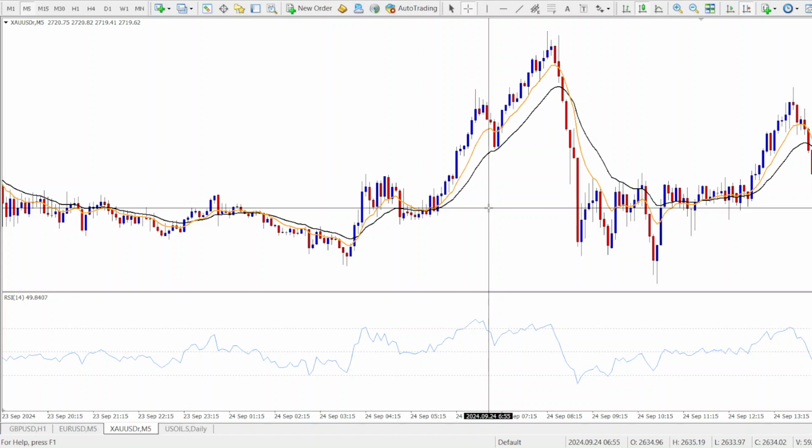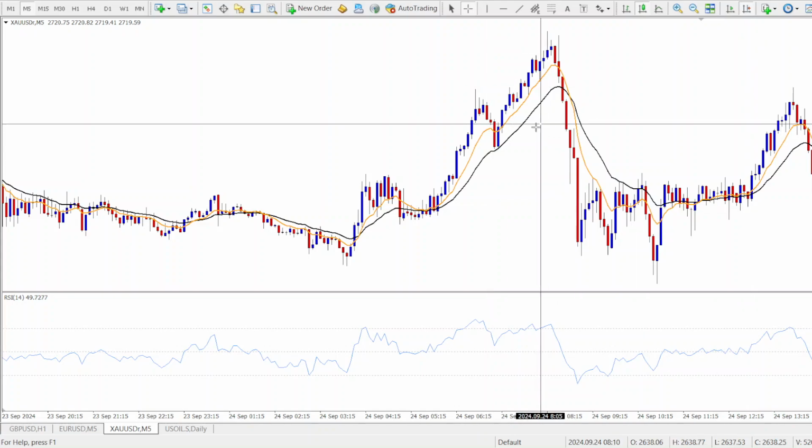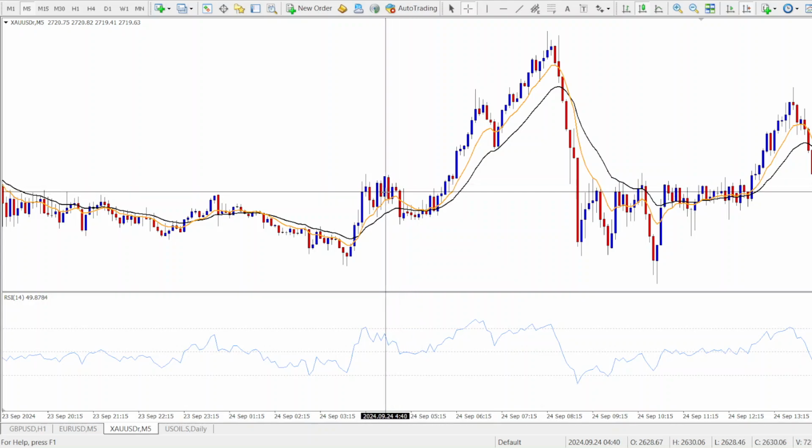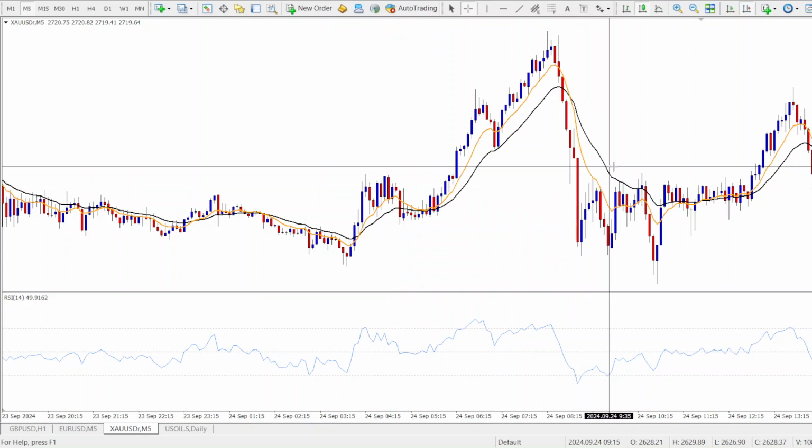So that is it for this scalping strategy. And you know that gold is a volatile pair, so it moves quite fast. So in order for you to catch quick price moves, you have to be alert so that you can exit your trades quickly and enter your trades quickly.